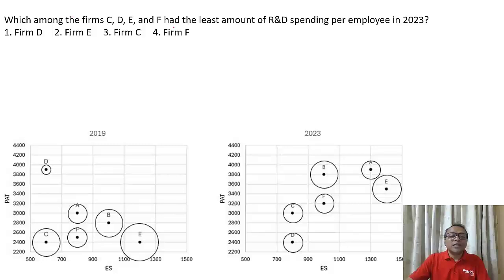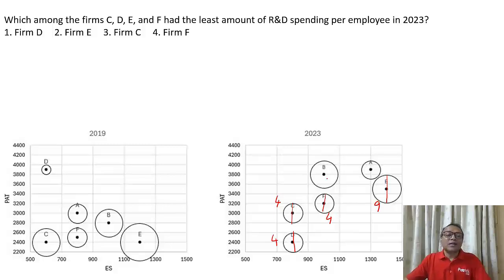Which among the firms C, D, E, F had the least amount of R&D spending per employee in 2023? So we want C, D, E, F. C, diameter again 2, so R&D expenditure is 4. E, if you look at, the diameter is 3, the R&D expenditure is 9. D again 2, so 4, and F, if you look at, 2, so 4.